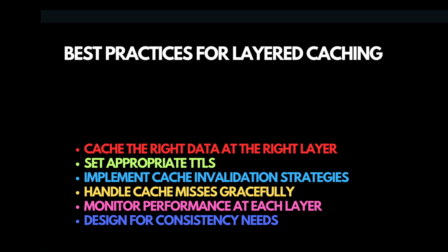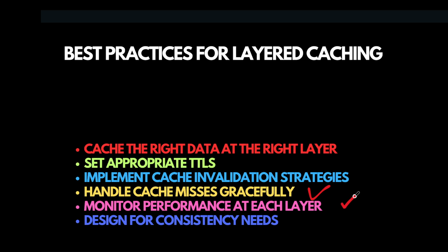Number 3, implement a cache invalidation strategy. This becomes even more critical and complex across layers. Invalidate from the outermost layer, for example a CDN, inward, or use, for example, pub/sub messaging to notify multiple layers. Number 4, handle cache misses gracefully. Every layer needs to gracefully fall back to the next slower layer or the database on a miss.